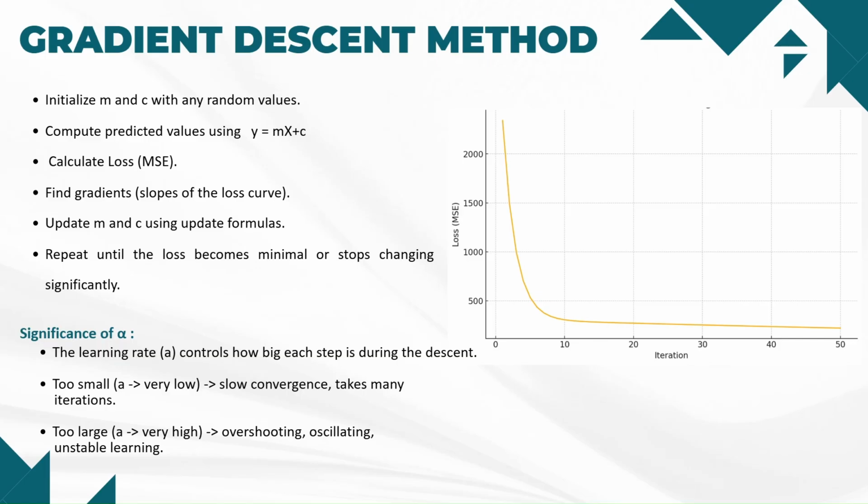Also, talking about the significance of the learning rate, the learning rate alpha controls how big each step is during the descent. If the value of alpha is very low, it may take very many iterations. And if the value of alpha is very high, it means it is oscillating and it is unstable.